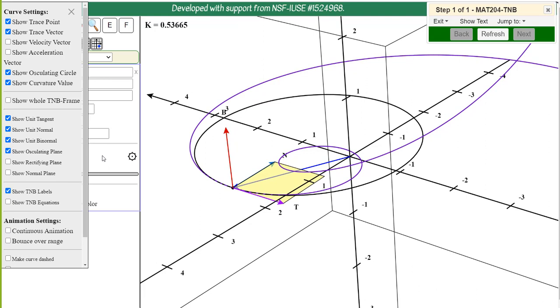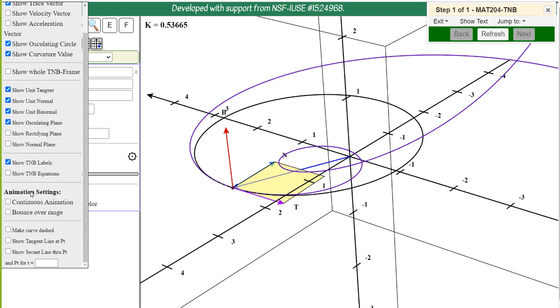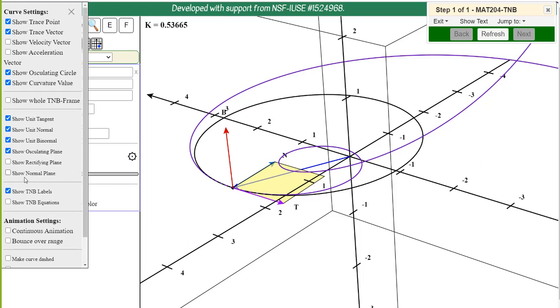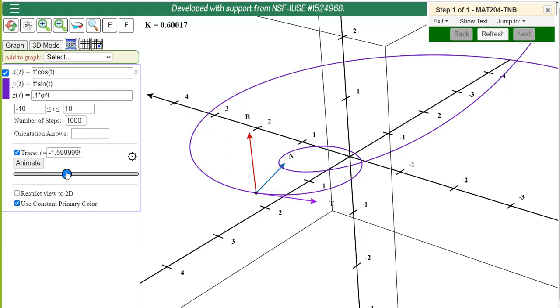Okay? And I'm going to go ahead and turn off that tangent circle because now that we've talked about it, we don't need to see it again. Unit tangent. Curvature, oscillating circle. Let's turn that off. Okay. And in fact, let's turn off the trace vector, and we'll turn off the oscillating plane for a moment. Okay. So as I'm moving this along, you can see that there are 3 vectors that are originating at whatever point on the curve I'm at, labeled T, N, and B.